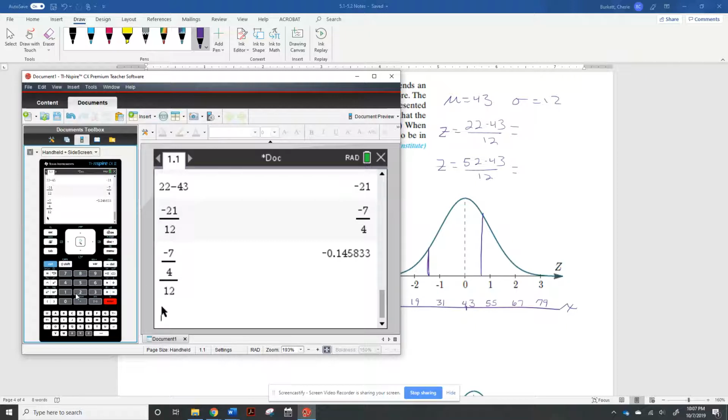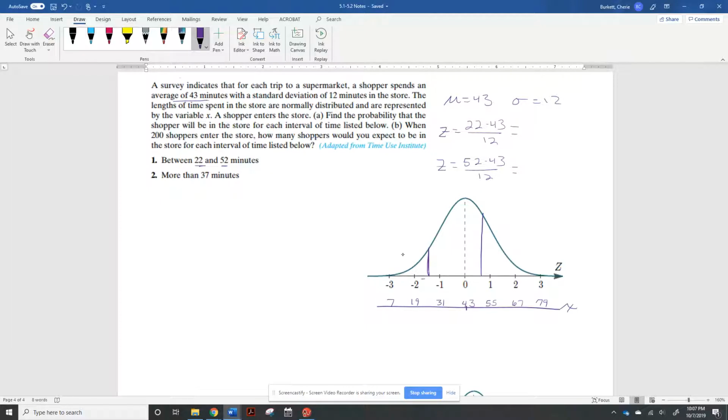Oh my goodness, this will not work for me. 22 minus 43, enter, divided by 12. Give me a decimal, please. Negative 1.75. So this one is negative 1.75. This one right here is going to be 52 minus 43.